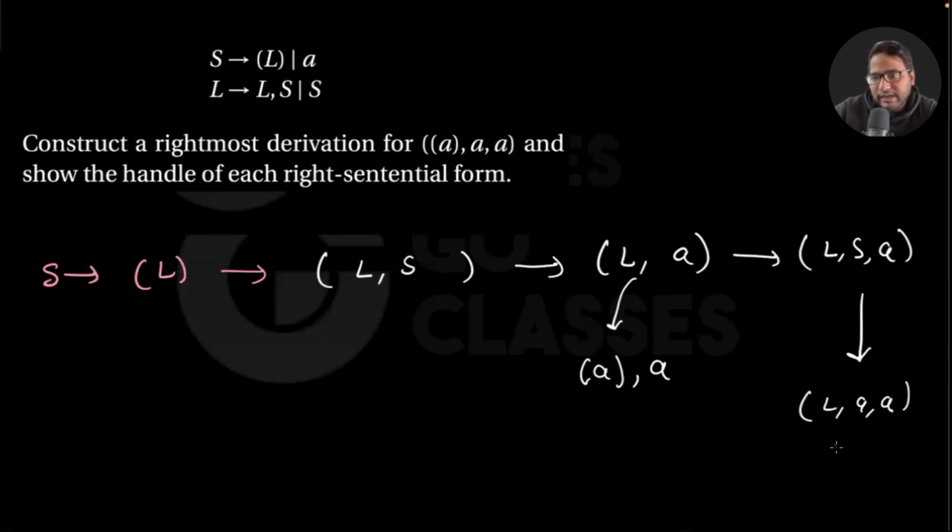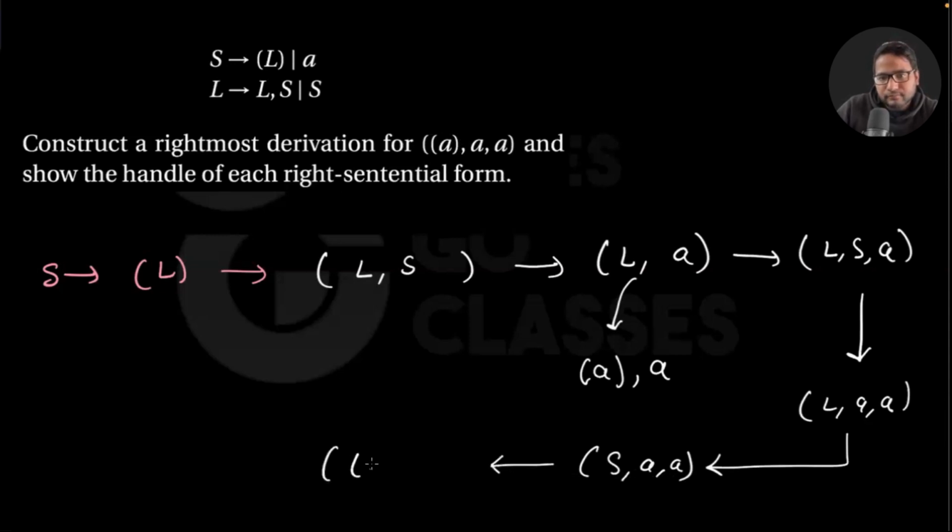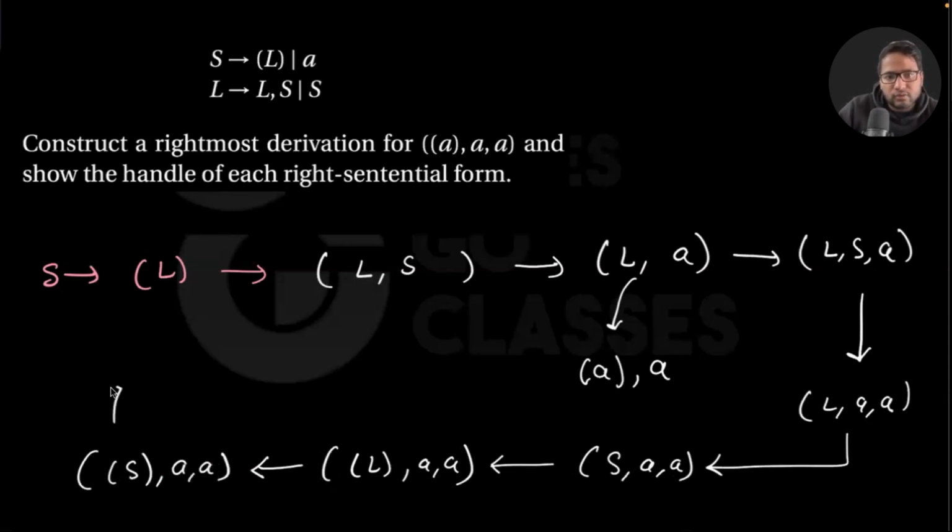Now since it is a right sentential form, I will explore this L. Now this L should be generating, I think, bracket and A, right? So I think this should go to S first. And then this should go to L, and then this L should go to S, and then the S should go to A, right? So that's the sequence that we need to follow. And then this S should go to A.